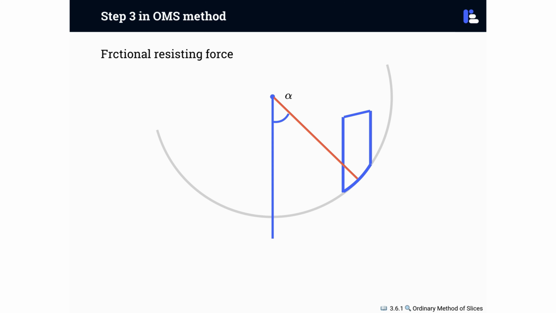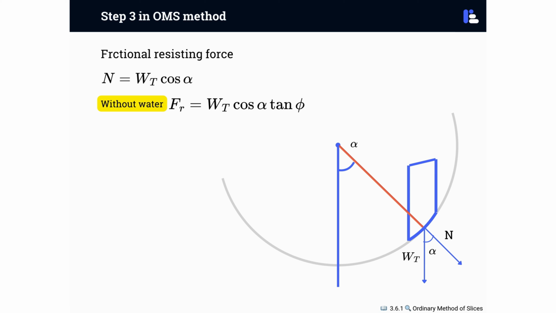The frictional resisting force depends on whether there is water present in the slope. Without water, we calculate it using the total normal force, N, against the slice base, which equals the total weight of the slice, W sub T, multiplied by the cosine of the angle alpha. The frictional resistance is then determined by multiplying this normal force by the tangent of the soil's internal friction angle phi. However, when water is present, we must account for its effects.